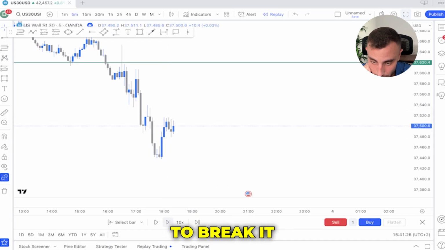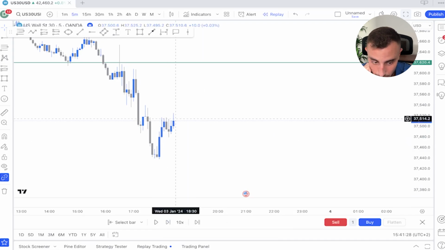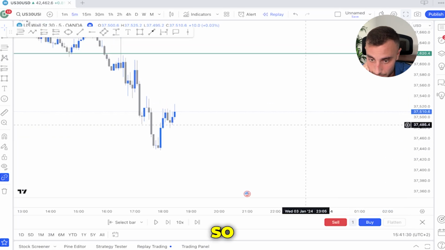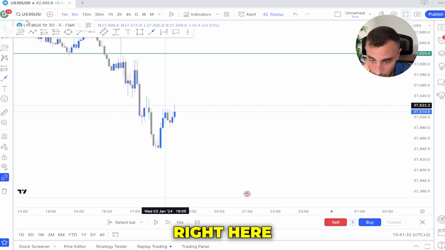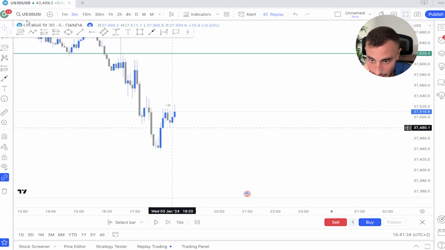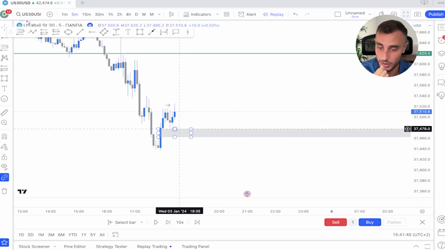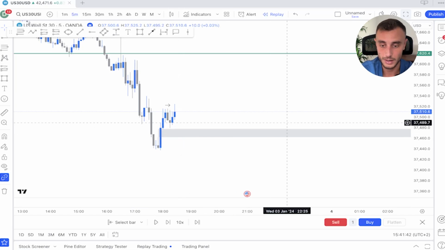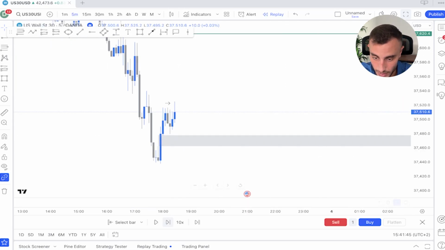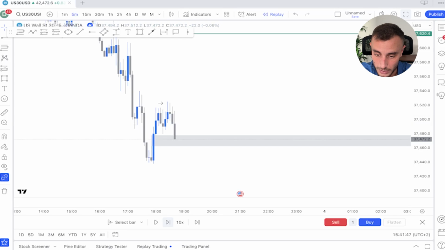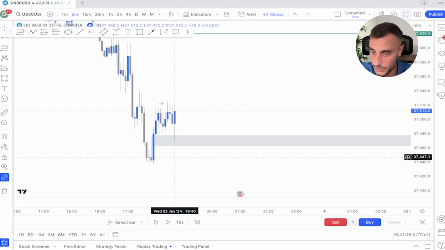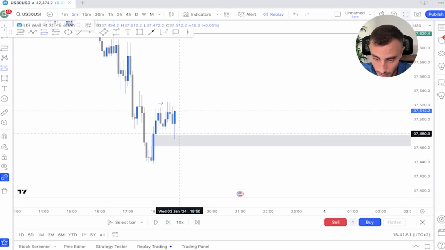Let's see if we manage to break it. Okay, we broke the high right here. So we have a shift right here. Now let's see, do we have a fair value gap? Yes, we do. We have a fair value gap right here. And now we can place the buy limit on the fair value gap. We can see we are still in our trading window. We can still take trades. And right here it triggered, okay? Right here it triggered our entry.